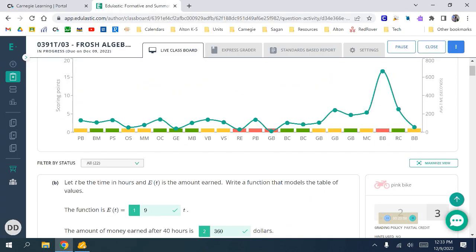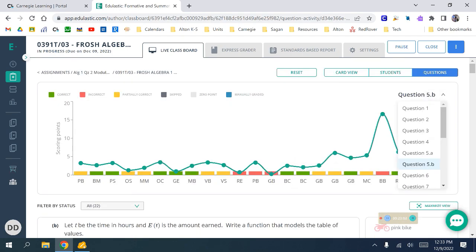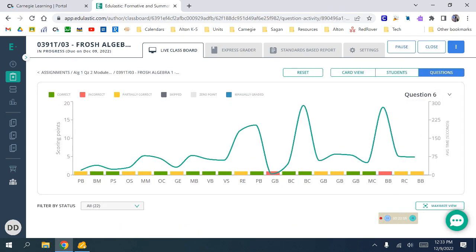Let's go find another one here, boys and girls. Question 6 we're on. Go scroll to question 6. On question 6, we got about 50-50, greens and then some yellows and reds. Let's look at question 6 on your quiz.